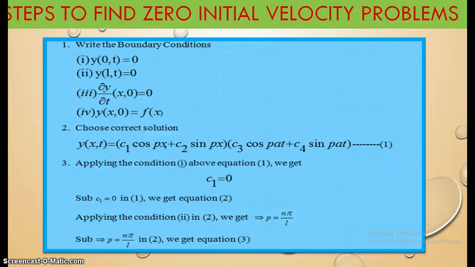These are very important chapters. So this is the first problem, and I told you the steps here. In the next section I will start with problem number 1 based on zero initial velocity. So go through the procedure here. These are very important formulas.